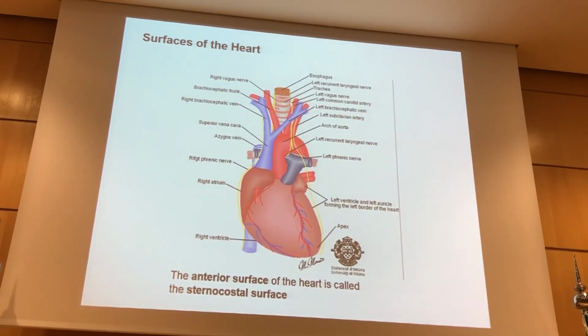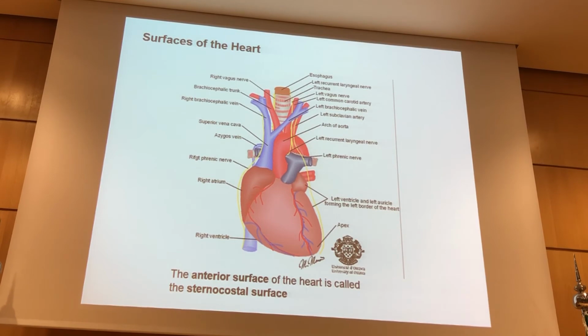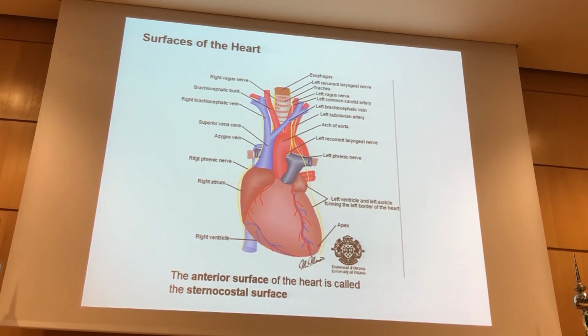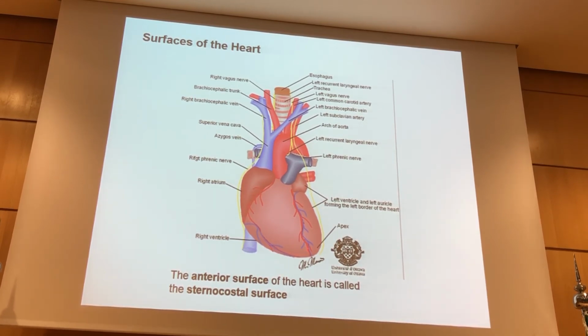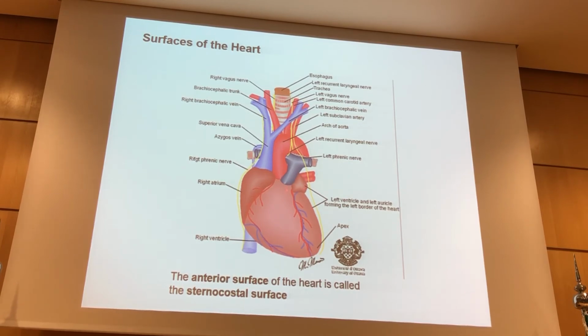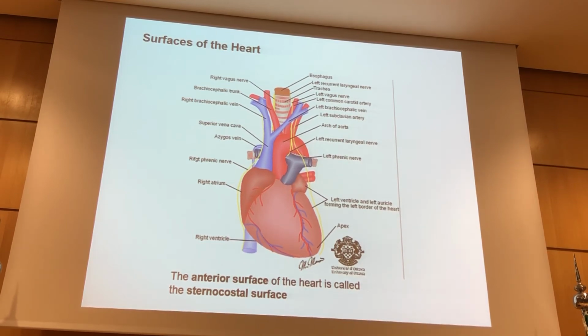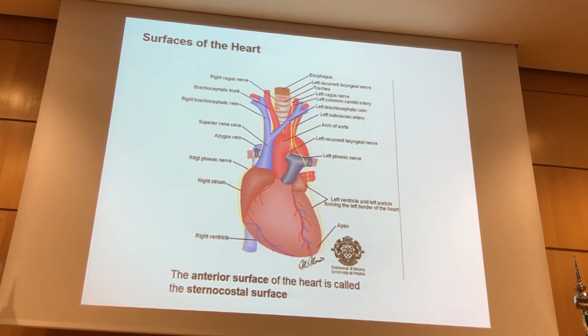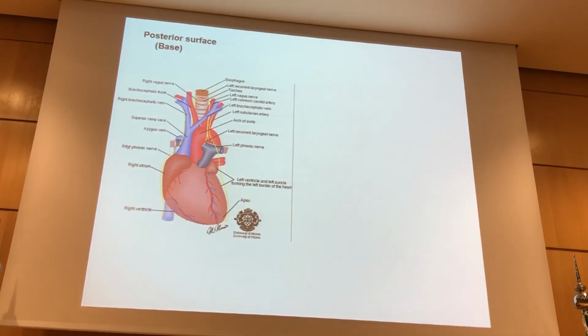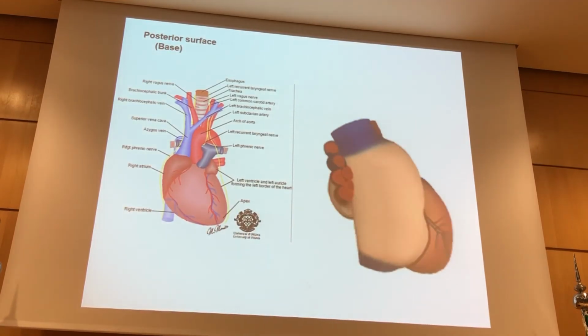Now, when you open the thoracic cavity, this is the view you're going to see. You're going to see right atrium, you're going to see right ventricle, and you're going to see left ventricle, and a little extension of the left atrium. It's called the auricle. This is the auricle of the ear, a little extension. So this is the left auricle of the left atrium. Left atrium is not seen. If you want to see the left atrium, you need to rotate the heart, okay?